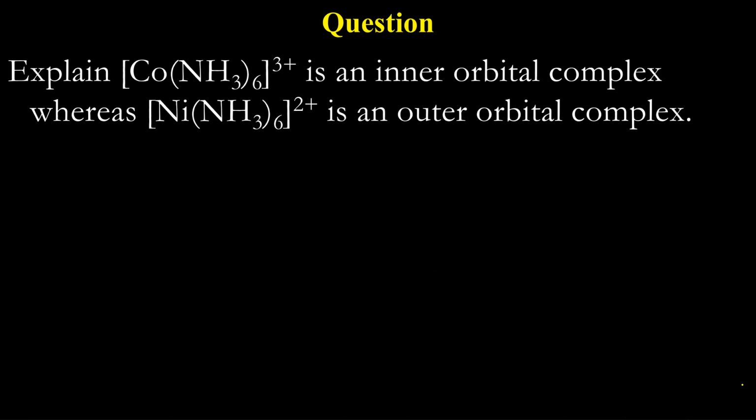Next question. Explain [Cu(NH3)6]3+ is an inner orbital complex, whereas [Ni(NH3)6]2+ is an outer orbital complex. Before you start, what does it mean, inner orbital complex, outer orbital complex? I explained in the previous class. Write in your notebook and in your chat box the meaning of inner orbital and outer orbital complexes. Everyone, write it.